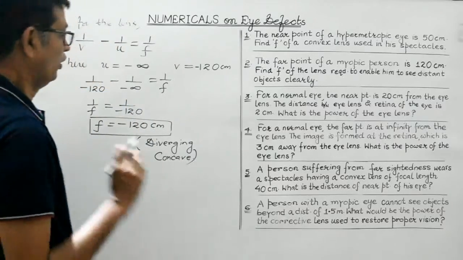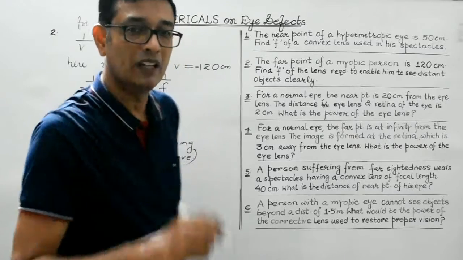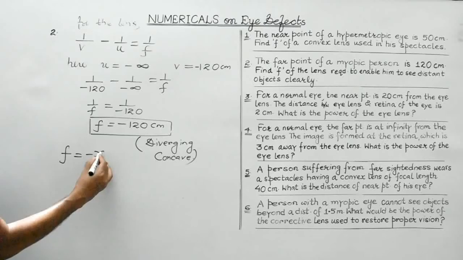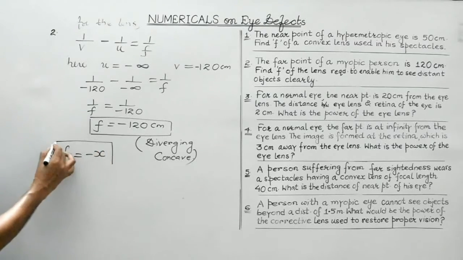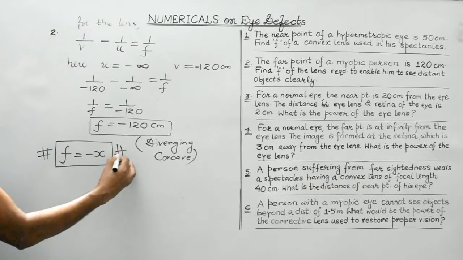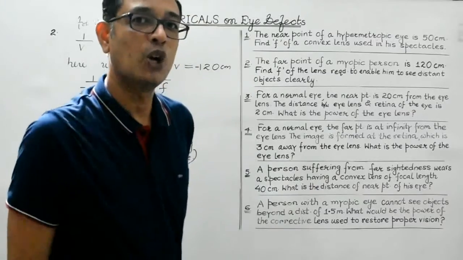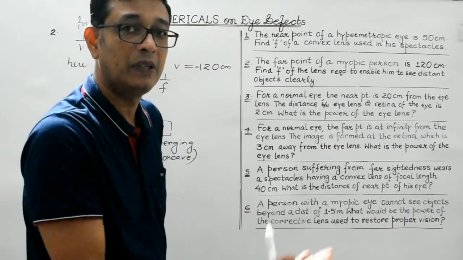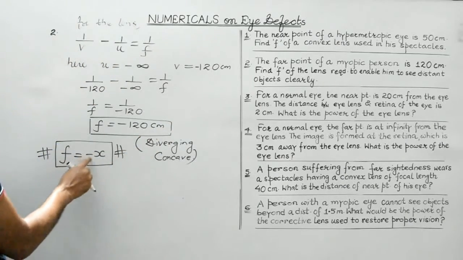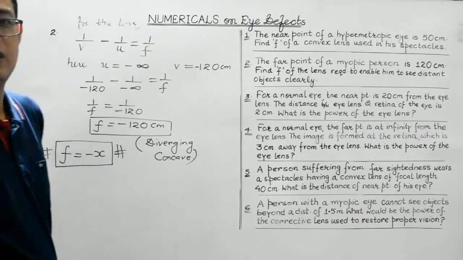Right? So, in case of numericals concerning myopia, the formula to be used is F is equal to minus X. X is the far point of the myopic eye. So, this is the formula which you can use directly. X is the far point of the myopic eye, which would obviously be less than infinity, right? So directly you can write F equals to minus 120. It could have been achieved directly by using this formula.